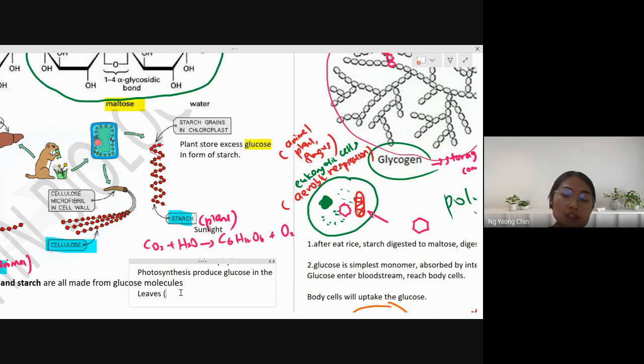So the leaf is what we call a source. I will explain more later. So leaf is source, because they produce glucose. However, the difference from humans is that in the plant, after the leaf produces glucose, it will be converted into sucrose.